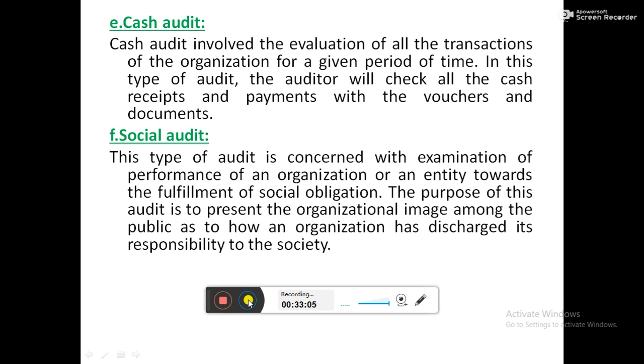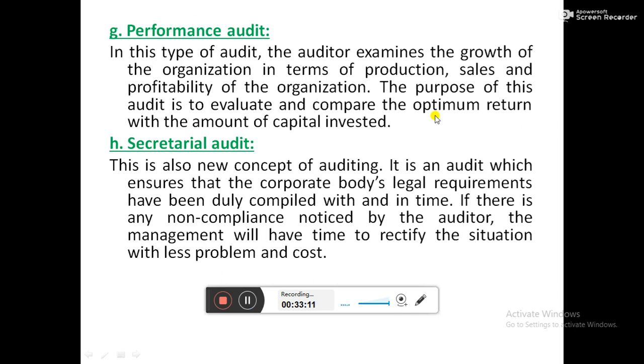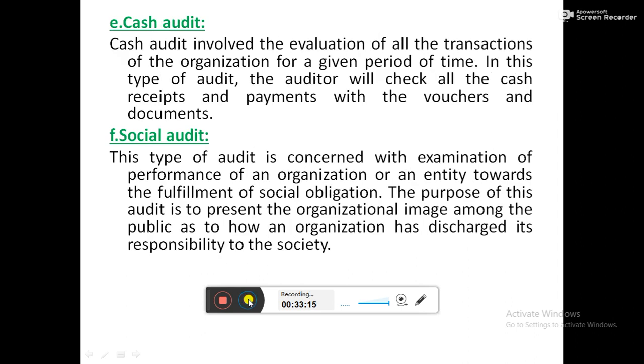In simple terms, we can say that social audit is the audit under which an auditor will evaluate the performance of the business organization towards the society. How that particular organization is working for the betterment of the society, he will ensure in his audit report.